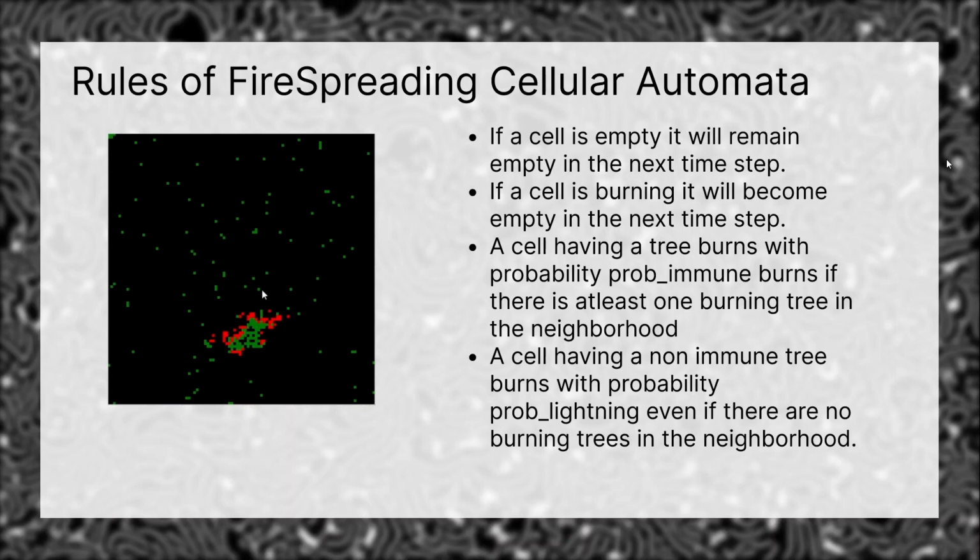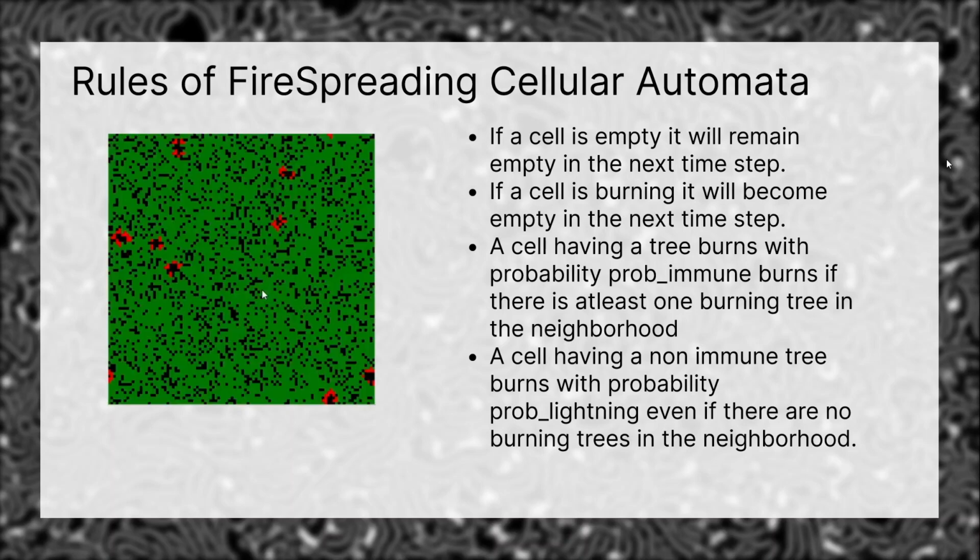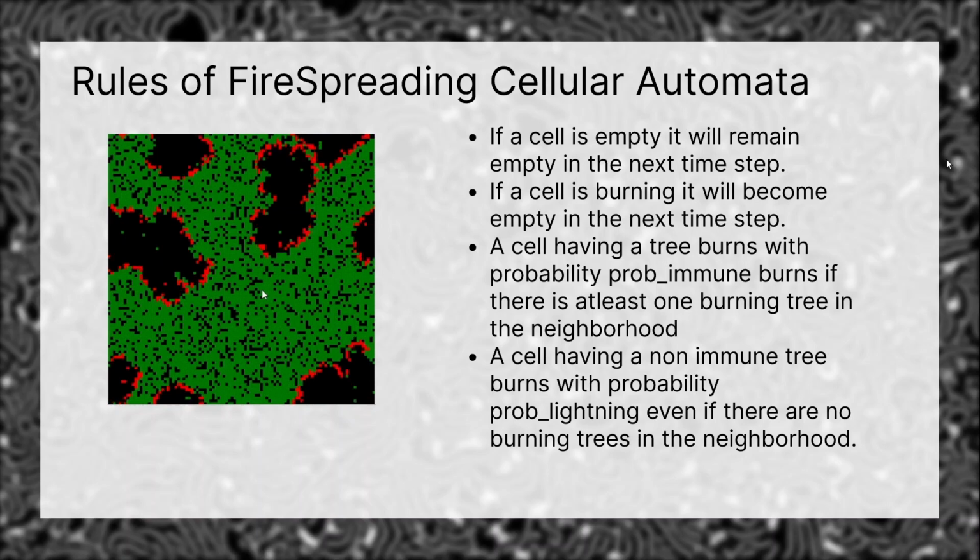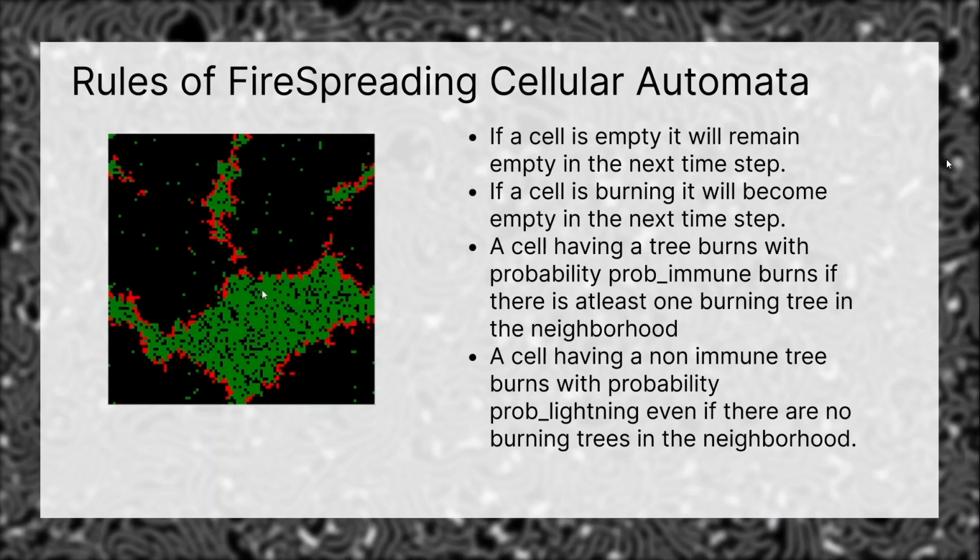This tree can even burn if there are no burning trees in the von Neumann neighborhood, through lightning. Here we will again generate a random number, and if it is less than prob lightning, the tree at that cell will burn, else it will remain as it is.